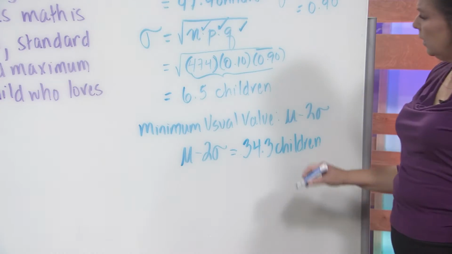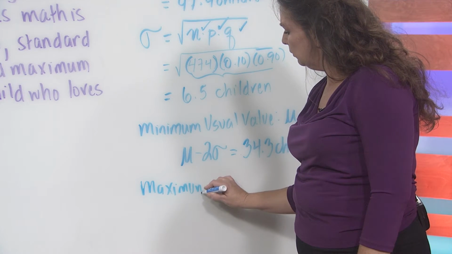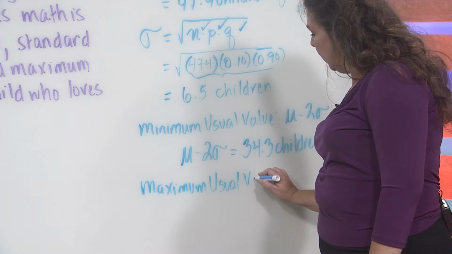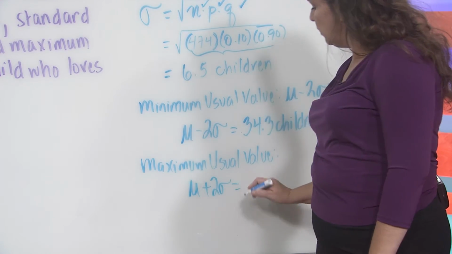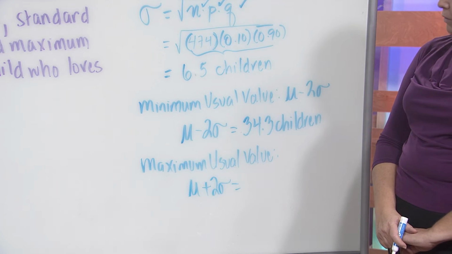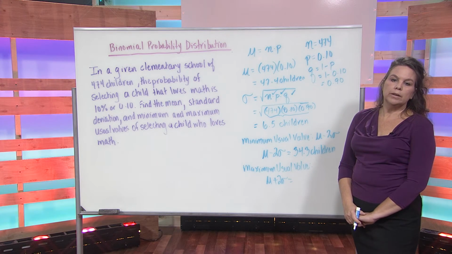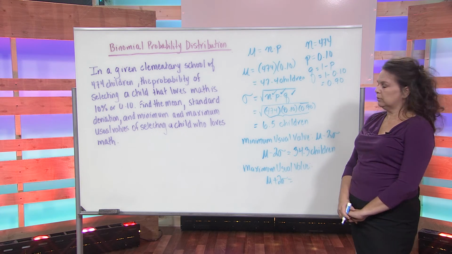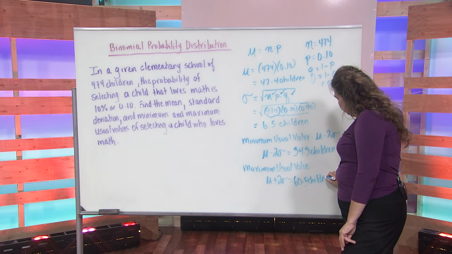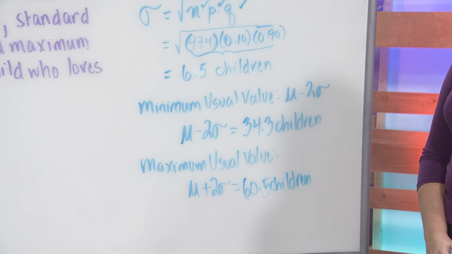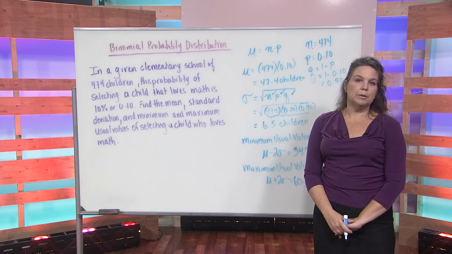children. And then for the last computation, we'll do our maximum usual value, and the maximum usual value is our mean plus 2 times the standard deviation. Again, remember not to do rounding until you get to the very end of your computation. So the mean plus 2 times the standard deviation, which is the maximum usual value, would be 60.5 children. So in this example of a binomial probability distribution, we calculated the mean, the standard deviation, and the minimum and maximum usual values.